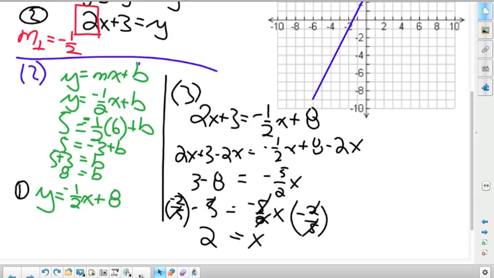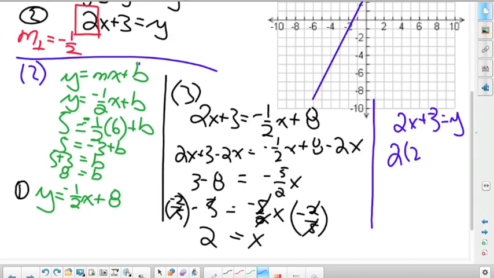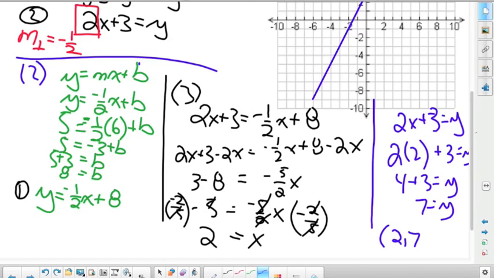Okay, so now that I have my x value, how do I get y? Yeah, we substitute x back into one of our equations. I'm going to do the first one. So we had 2x plus 3 is equal to y. Either works. I don't want to work with fractions, I'd rather work with the integers, so that's why I chose this one. So here I got 4 plus 3 is equal to y, so 7 is equal to y. So therefore this point is 2 comma 7.